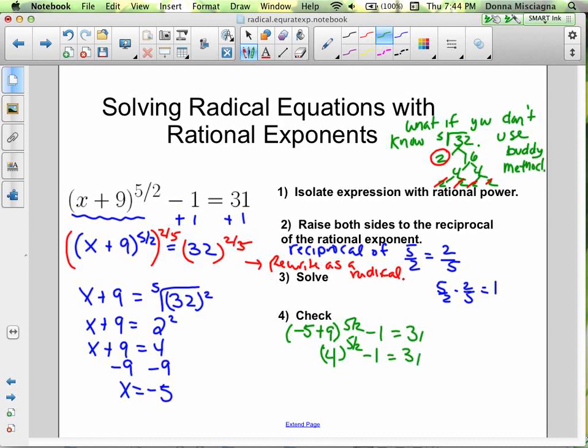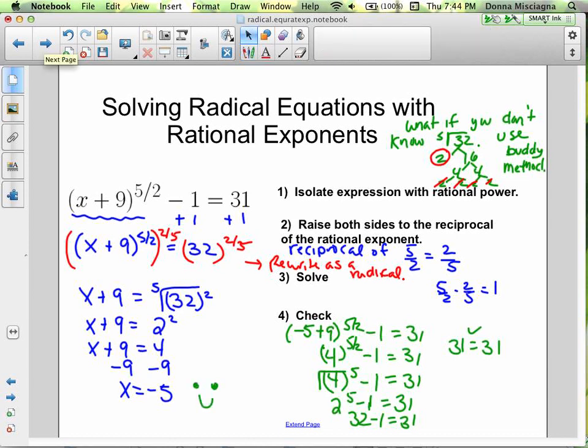Let's rewrite that as a radical. The 2 in the denominator is our index on our radical, so that's a square root. So we've got the square root of 4, raised to the 5th power, minus 1 equals 31. Square root of 4 is 2. 2 to the 5th power, you know this now, that's 32. And 32 minus 1, I do believe, that's 31. And another good solution. Happy faces to you, Mr. -5. I wonder how many more we have left. Probably not too many.